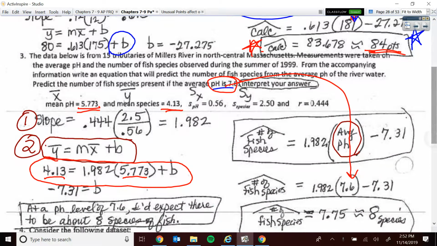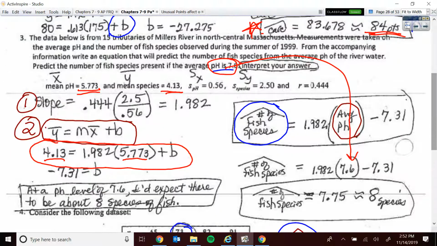So number 3 was a problem where the question asked us to predict the number of fish species from the average pH level. So that was how we knew that our fish species was going to be our y. So there was the equation that came out from that. And then once you get this equation, and that has to be shown in context, then you can plug in this 7.6 to predict the number of species in that river.